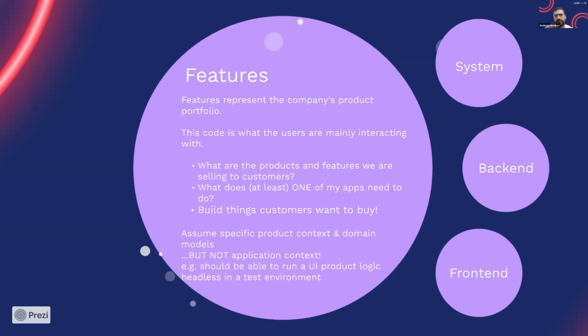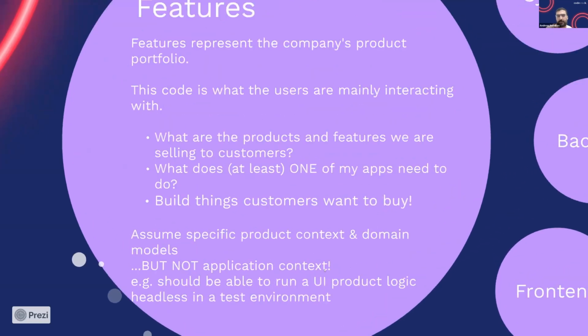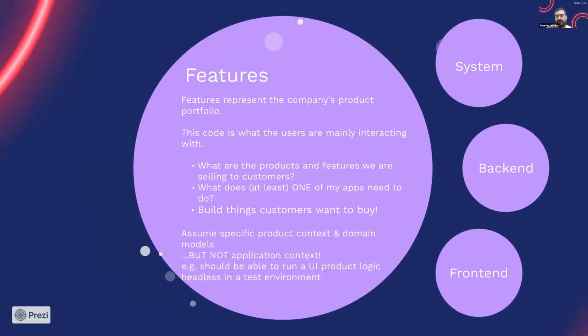When designing features, you should assume specific product context and domain models, including database schemas and backend schemas, but you should not assume that those product contexts run in a specific application context. What does that mean in practice? It means that you should be able to, for example, run your UI product logic headless in a test environment, let's say, without the presentation layer, right? So I should be able to run everything else apart from the UI in that environment, if I so choose to.